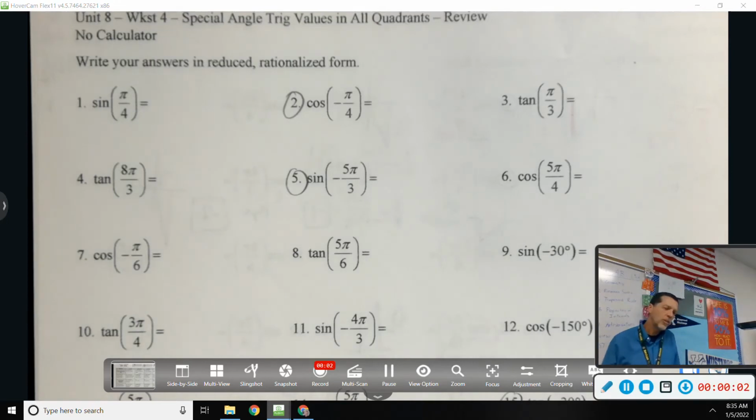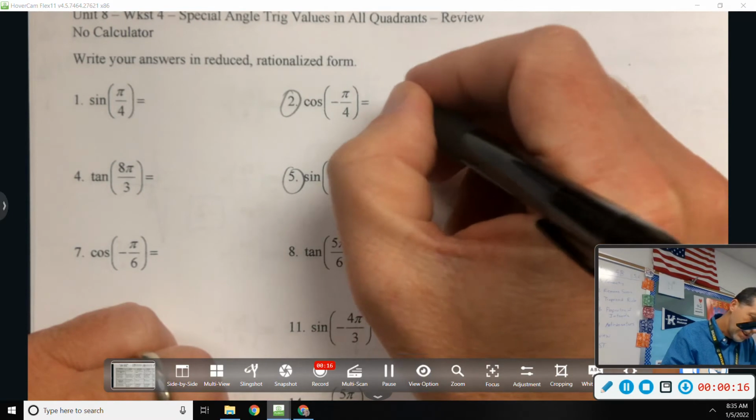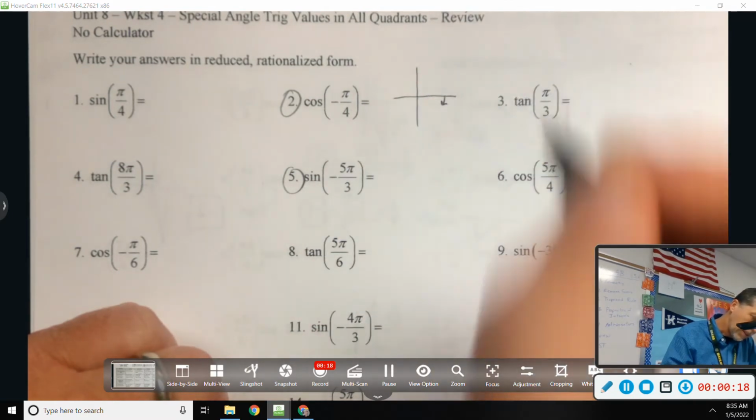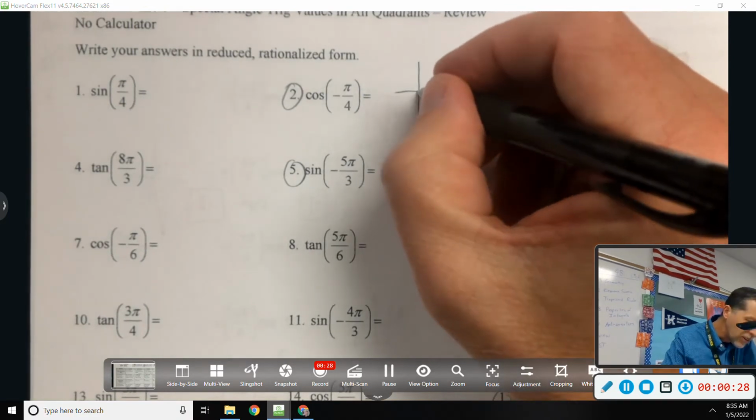So looking at worksheet 4, number 2, what's different about number 2 is that there's a negative sign. Do you remember what that means? You go backwards. So instead of rotating forwards, I'm going to rotate backwards. If I rotate backwards pi over 4, it's in the fourth quadrant. It's the middle, because pi over 4 is always the middle.